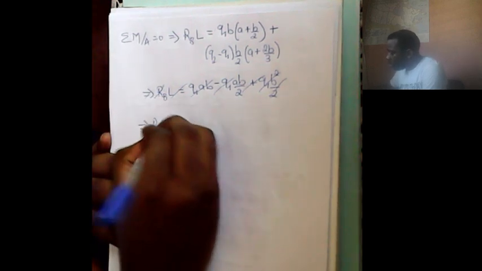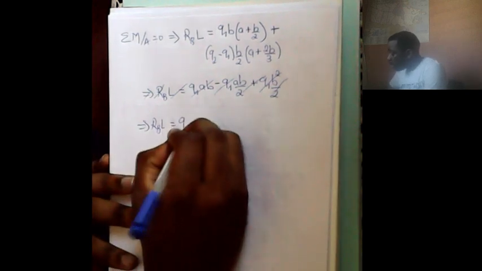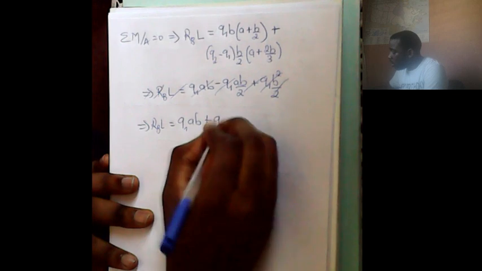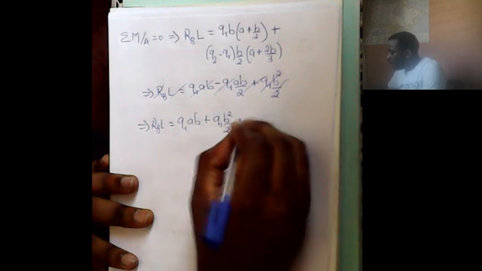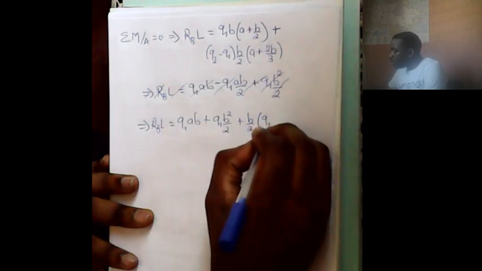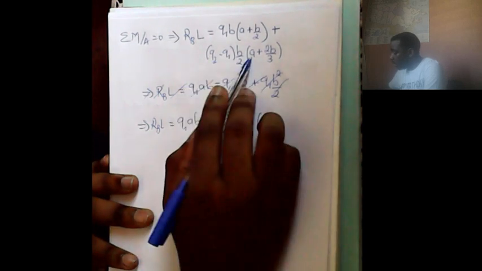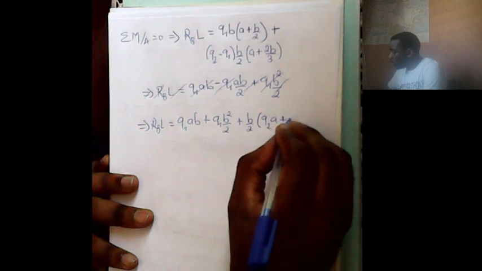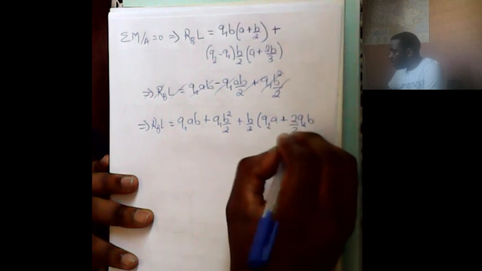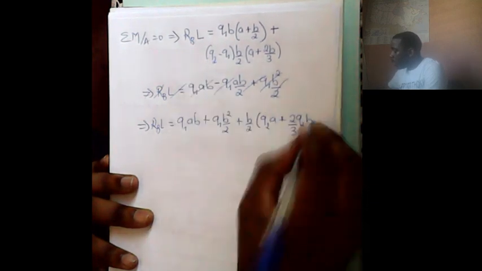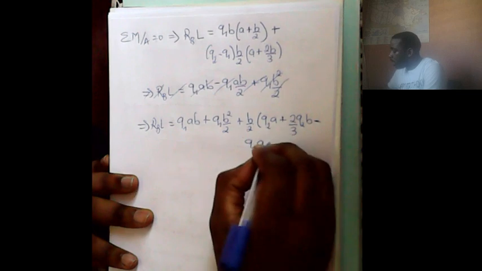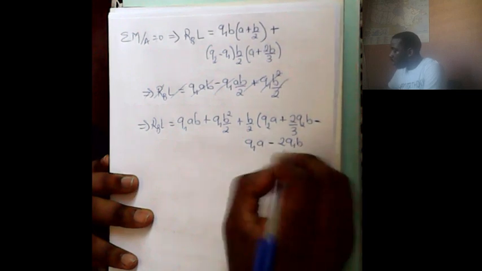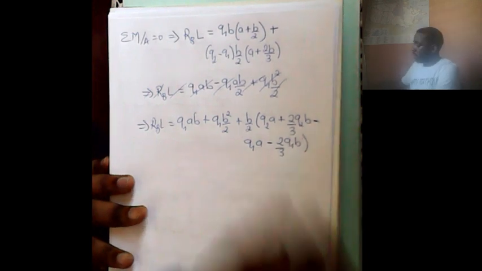So I'll have RBL equal to, let's just open the brackets everywhere brutally, right? Q1AB plus Q1B squared on 2. And then this way, I'll just say plus B on 2, then I'll multiply whatever we are having here. It will be Q2A, okay, Q2A plus 2Q2B on 3, okay. I'll finish with this one. And then this one now minus Q1A, minus 2Q1B, minus 2Q1B on 3, right?